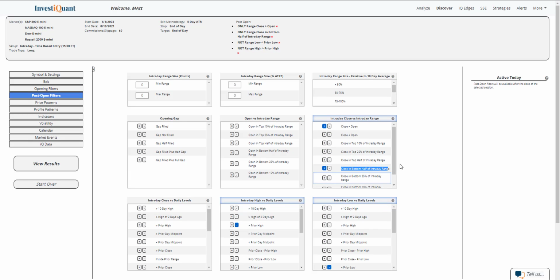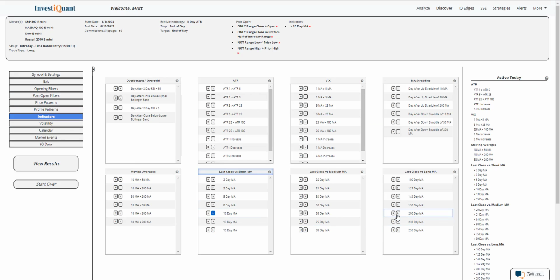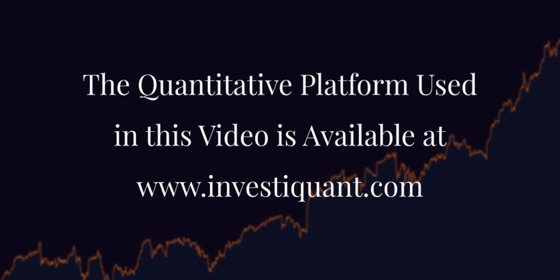So that means it is trading higher than the open, but it has sold off enough that it's trading in the bottom portion of the range. So that completes the pattern there. I'm going to put it in a similar market environment above a 10 and above a 200-day simple moving average, and then click View Results.